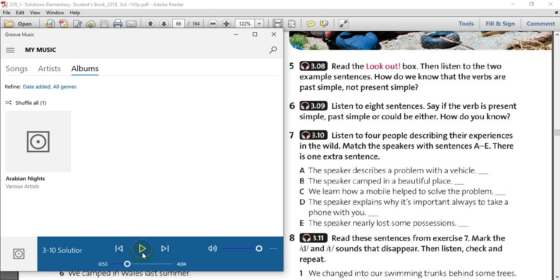Now, number 1, the speaker with E. The speaker nearly lost some possessions. It comes from the sentence "Where are they? They aren't here." So they lost something. So number 1 is E. Number 2.